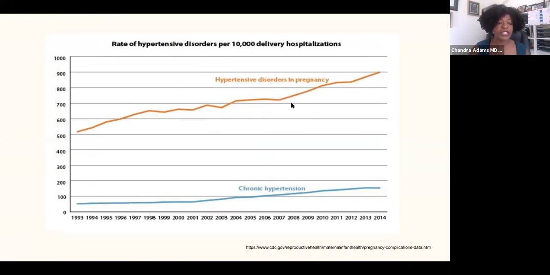So just kind of giving some context about how often we're talking about these things, because I mentioned hypertension and I mentioned excessive blood loss. So for high blood pressure, this chart ends in 2014, but extrapolating to 2020, right now 1,000 out of every 10,000 delivery hospitalizations is complicated by high blood pressure. So that's 10%. So at least everyone here probably knows someone who experienced high blood pressure in pregnancy.